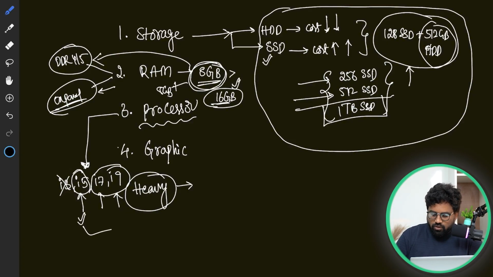In the i5 also, you have to see the series as well. Why? Because you have to check the generation and you have to go for the series as well. So i5 11th generation, i5 13th generation. If the generation is increased, the performance also will get increased. Based on the budget, choose i5 budget friendly versions.